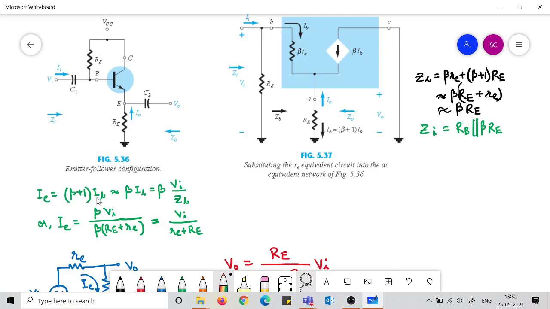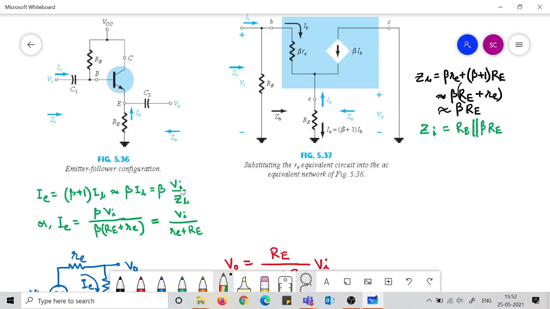Now IE is beta 1 times IB, which is approximated as beta times IB, and IB is nothing but Vi by ZB. IB is flowing through these branches, and the equivalent resistance is ZB. So IB is flowing through ZB. So IB is nothing but Vi by ZB.